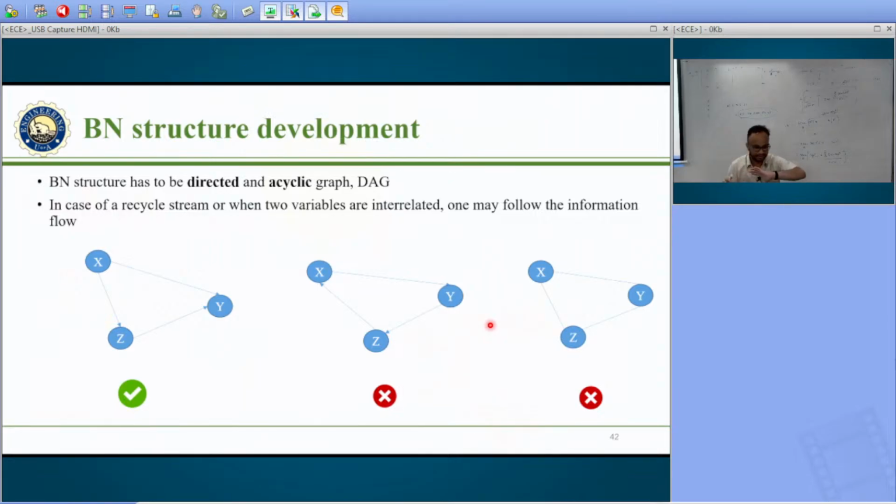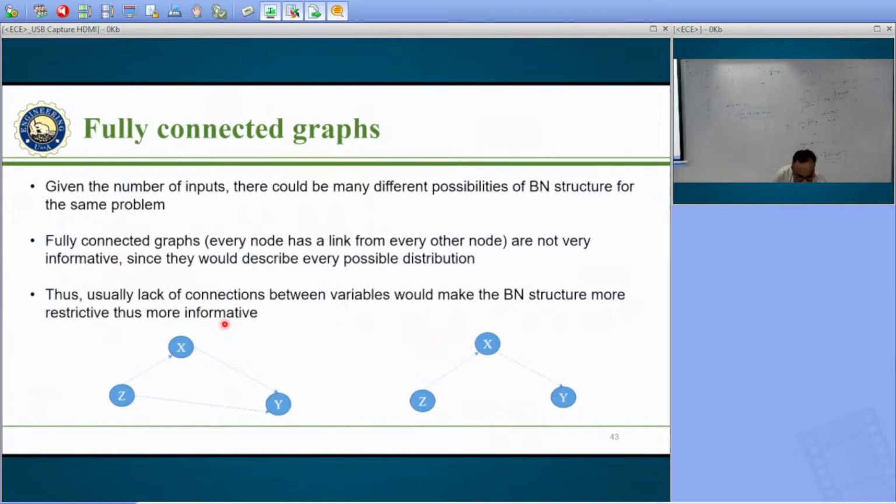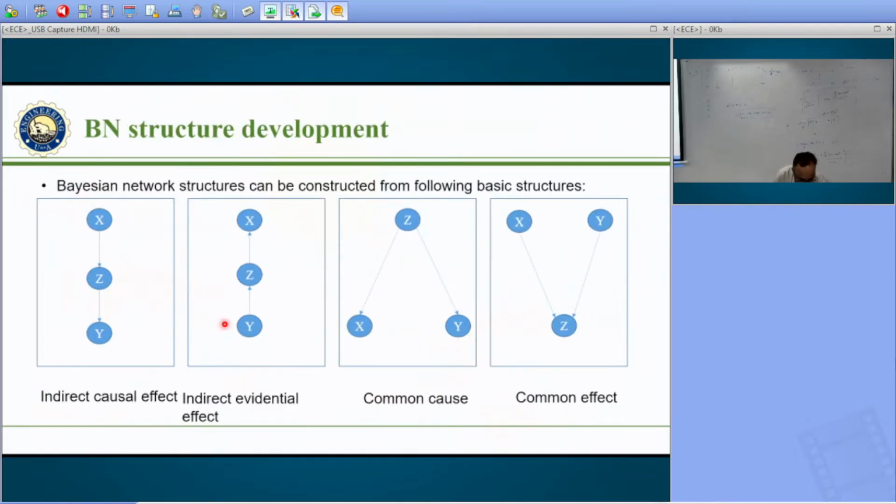If you have a cyclic nature, then you cannot solve it through Bayesian networks, and you need to do some additional things. We don't get into that part. In any structure, it is in the forward direction, with acyclic nature. Let us go to the next part.